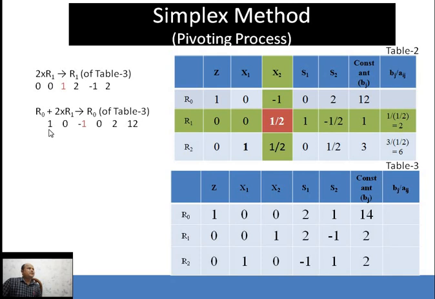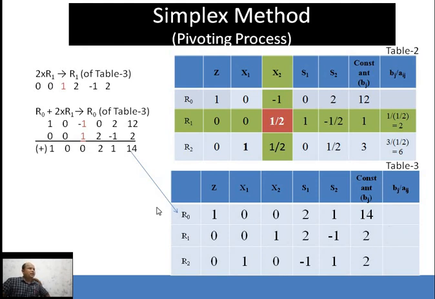First, the R0 value, that is 1, 0, minus 1, 0, 12. Then 2 multiplied by R1, that is, we have to multiply this row by 2. Already we have done it here, so just put it here. Then add: 1 plus 0 is 1, then 0, 0, minus 1 plus 1 is 0, 0 plus 2 is 2, 2 minus 1 is 1, 12 plus 2 is 14. So this is row 0 of table number 3. Putting it in table number 3, we get 1, 0, 0, 2, 1, 14.